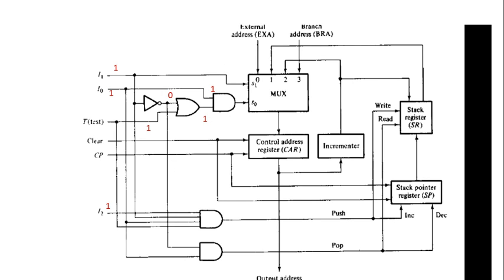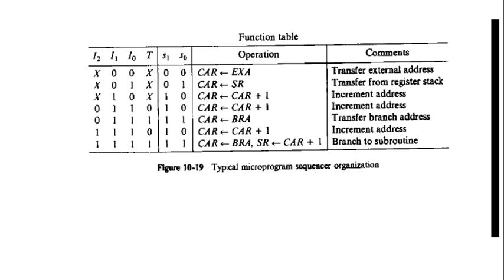So all these are about the microprogram sequencer. Branching takes place, and this is the case of branch to subroutine. These are all about the microprogram sequencer. So understand things properly. Okay, thank you.